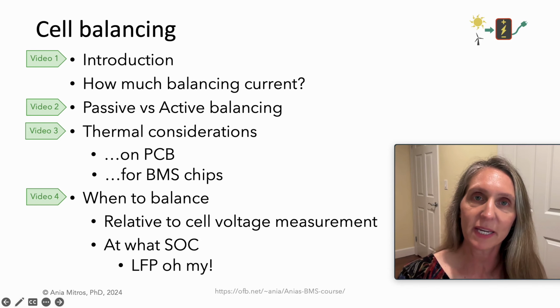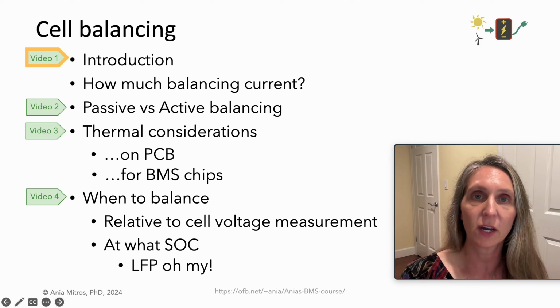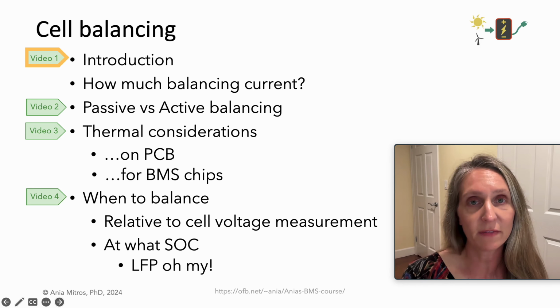Balancing might seem like an implementation detail at first glance, but there's actually a lot to it. So I've split this lecture into 4 videos. In the first video, we'll look at the causes of balancing and quantify those things so we can estimate the total amount of imbalance we might need to compensate for.